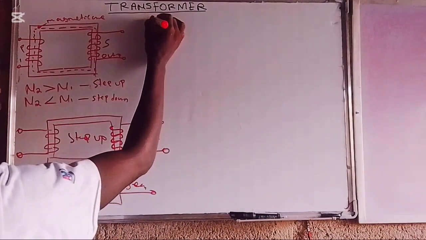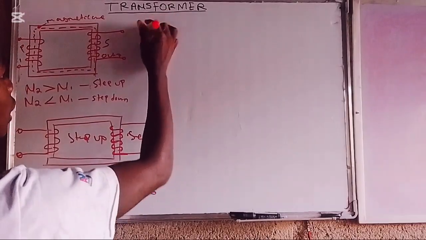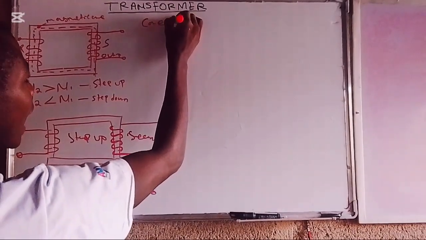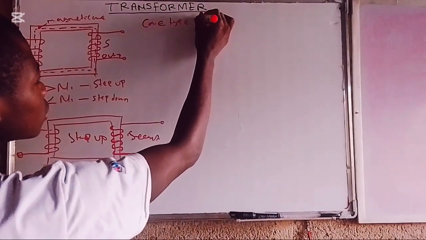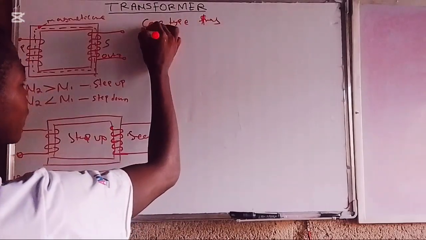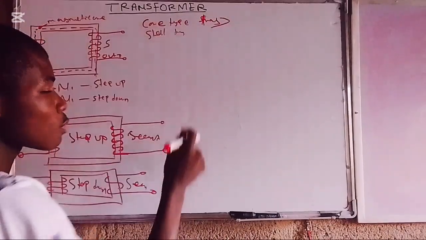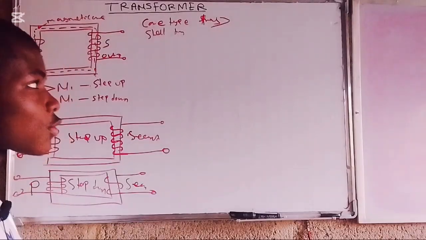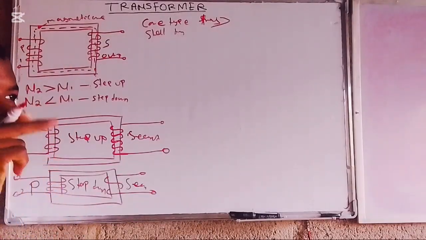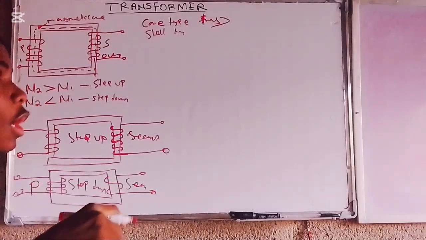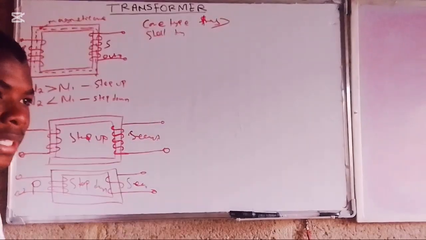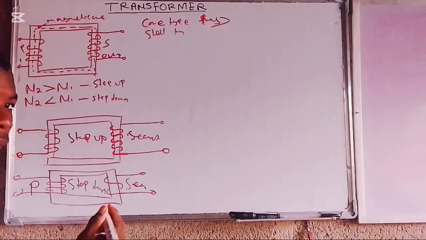So there is a core type transformer and there is a shell type transformer. The difference between these transformers is that the shell type transformer has a double magnetic circuit, while the core type transformer has a single magnetic circuit. What I mean by that?